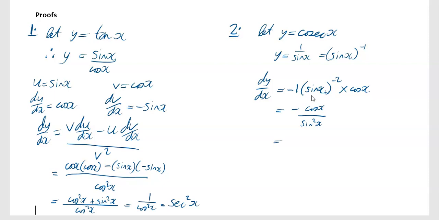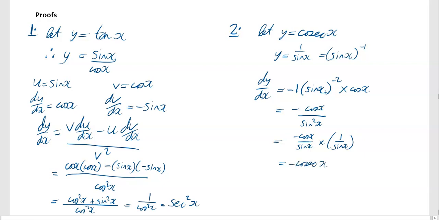And we're going to just split that up. That's going to be the same as minus cos x over sine x times 1 over sine x, and 1 over sine x is the same as cosec. So we'll just have minus cosec x, and cos over sine is the same as cot x. So there's another one of our results.